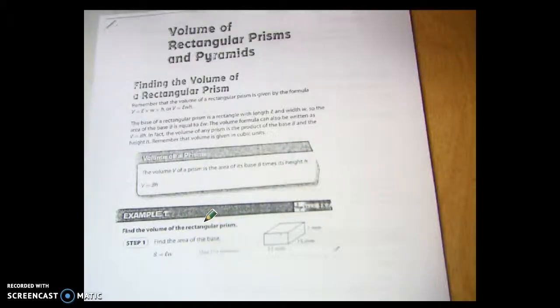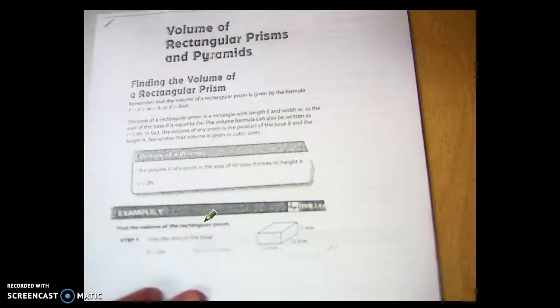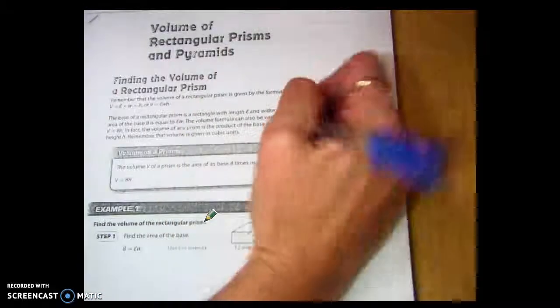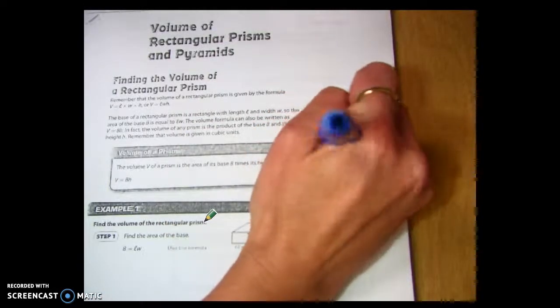Okay, what we've been talking about today is volume of rectangular prisms and pyramids. So we're going to start off talking about volume of rectangular prisms. Back in 5th and 6th grade, whenever you learned about volume of a prism, usually the only one you talked about was a rectangular prism. And the formula for that was length times width times height.